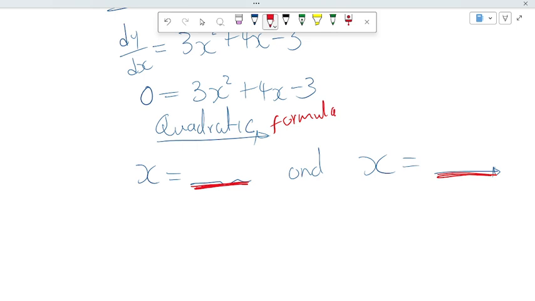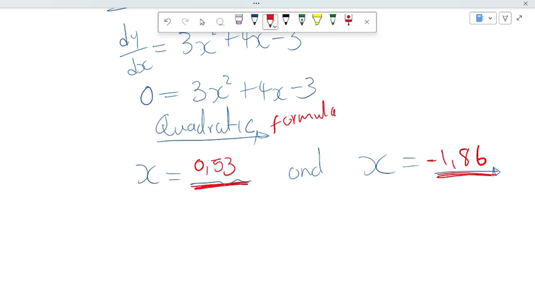The first value will be 0.53. The second one will be negative 1.86. Yes. So these are the two values for the turning points for x.